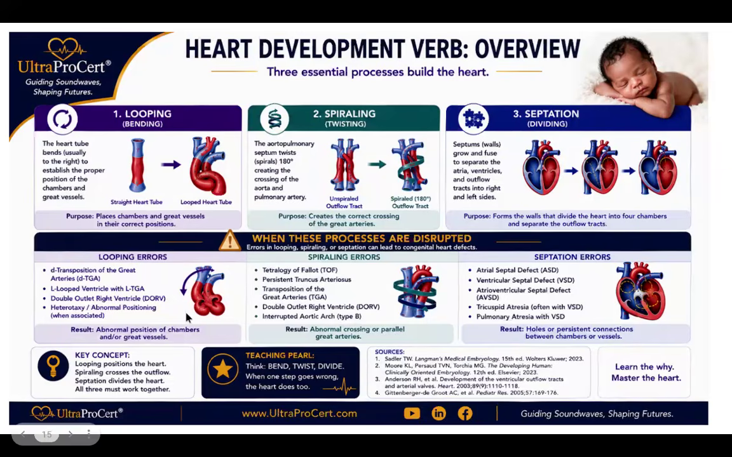Of course, when you think about looping and how the heart should loop towards the right, in cases where it looped to the left, that will cause transposition of the great arteries. You see here, L-loop ventricle with LTGA. It even occurs in double outlet right ventricle, as well as in heterotaxy cases. Okay. Now notice in each one under looping, spiraling, and septation.